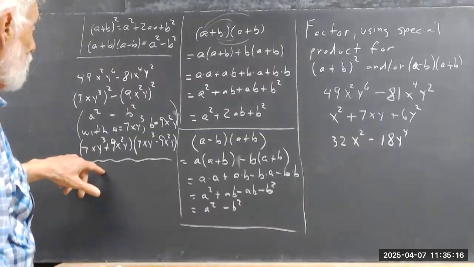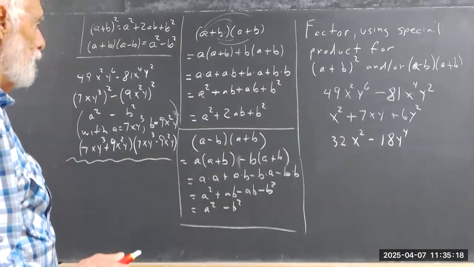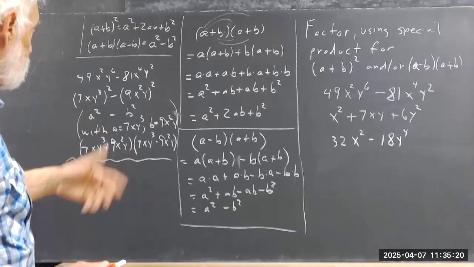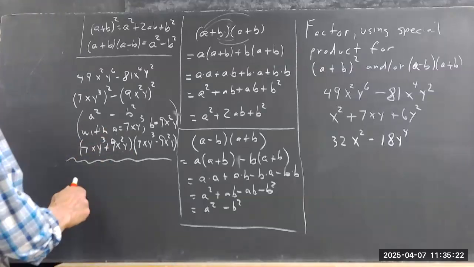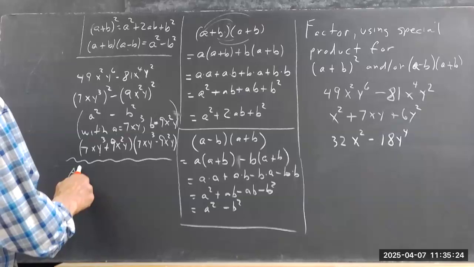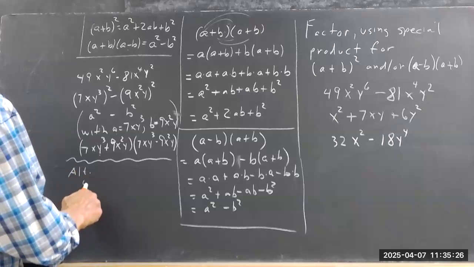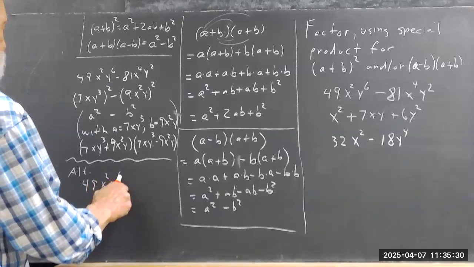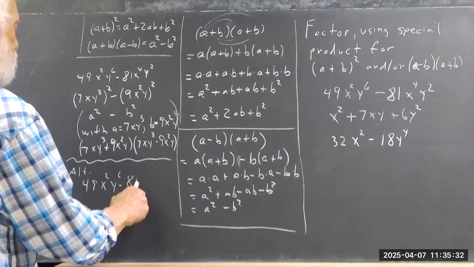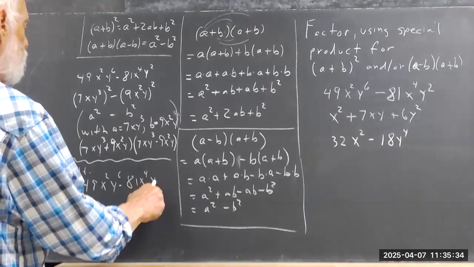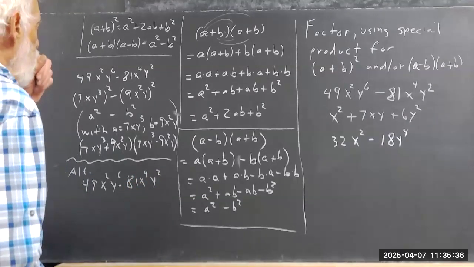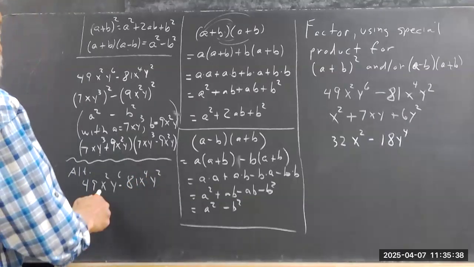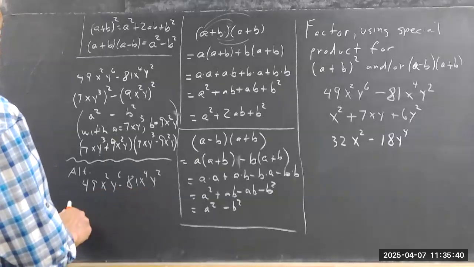Okay. Now that's this one. Now there's another way that some of you did this one, and actually it's preferable. Okay. Alternative, you got 49 x squared y to the 6th minus 81 x to the 4th y squared. You should see that you can factor out x squared y squared.